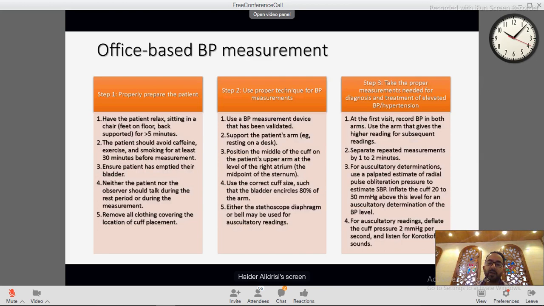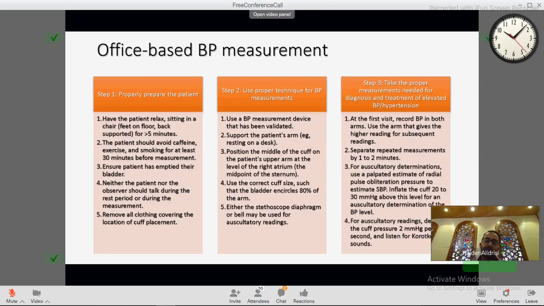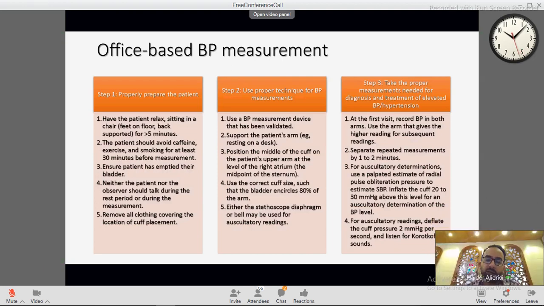And either the diaphragm of the stethoscope or the bell, you can use it for the auscultatory reading, because we can measure the blood pressure in two ways, by the auscultatory method and also by the palpatory method. Take the proper measurements needed for diagnosis and treatment.